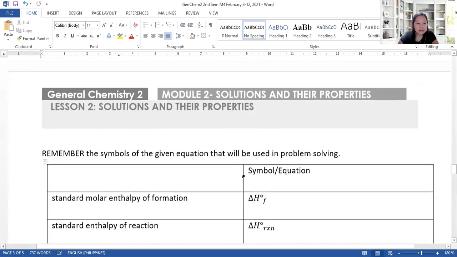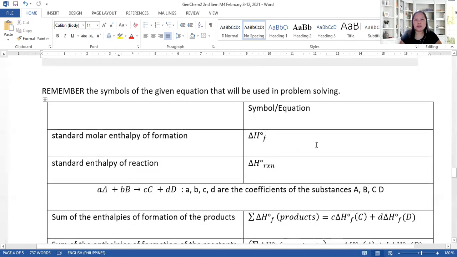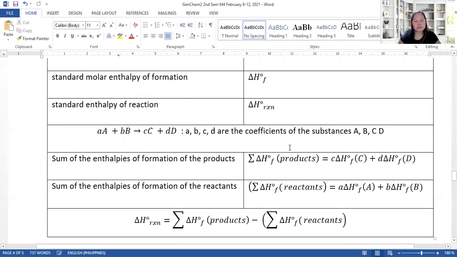Next, it says here to remember the symbols of the given equation that will be used in problem solving. Before you proceed in solving a given problem, you need to familiarize yourself with this equation. It's very complicated, no? But when you study this, you will be amazed because it is just easy. So let's proceed.